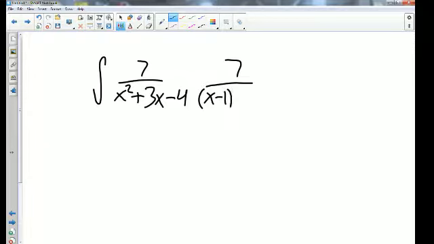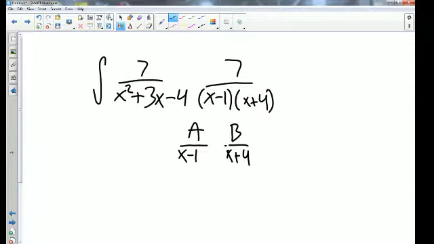That factors to x minus 1 times x plus 4. And then as soon as you do that, you split them up. So you have A over x minus 1 and B over x plus 4. Then you need to find the common denominator, so you multiply this one times x plus 4, and this one times x minus 1. Whatever you do to the bottom, you have to do to the top.